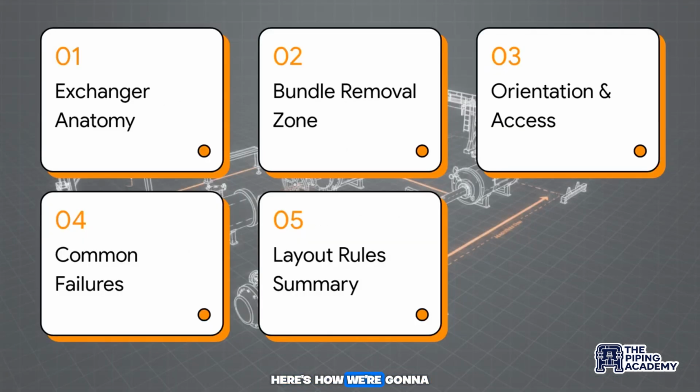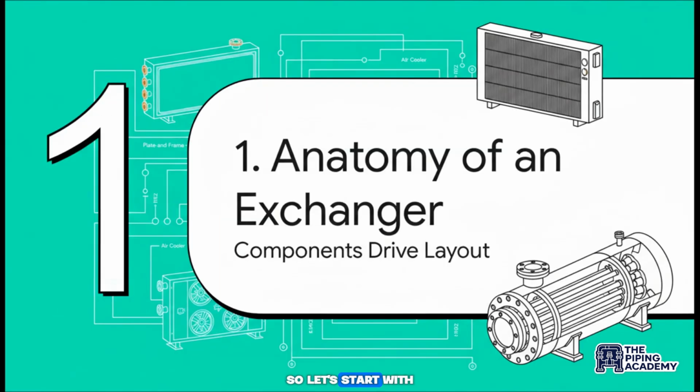Okay, here's how we're going to tackle this. First, we'll get into the basic anatomy of an exchanger. Then, we'll define this critical bundle removal zone. After that, we'll talk about the logic behind how you orient them and provide access. We'll also look at some really common maintenance failures. And then finally, we'll wrap it all up with a summary of the key layout rules you absolutely need to know. So let's start with the basics.